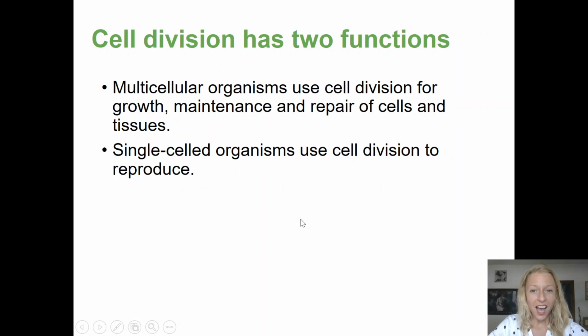All right, so we have two goals for cell division. The first is growth, maintenance, and repair of cells. The second is reproduction. Mitosis accomplishes both.